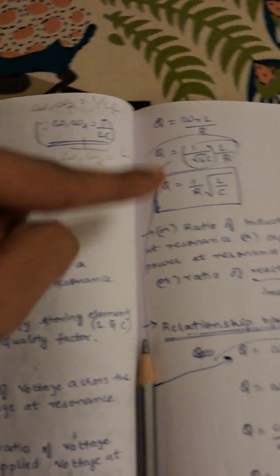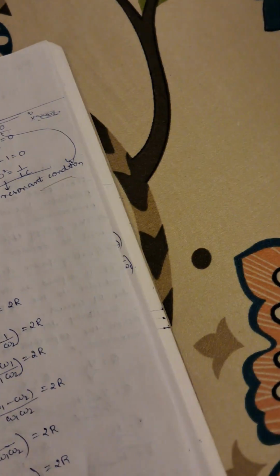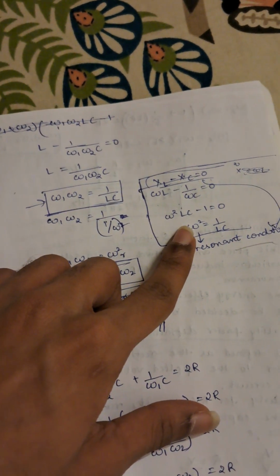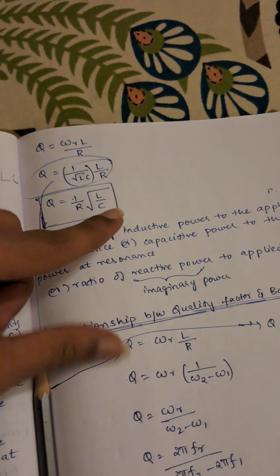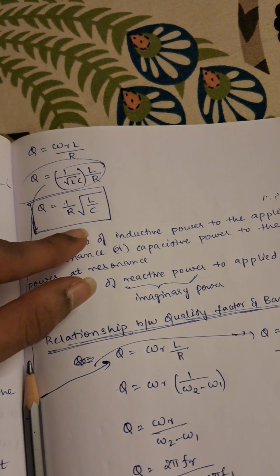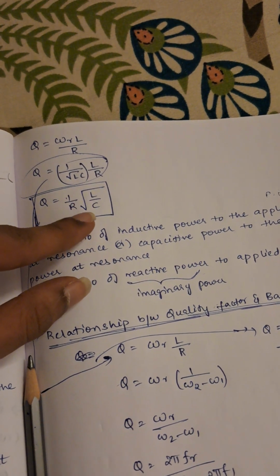Here omega can be written as 1 by root LC, right? So it is 1 by root LC times L by R. That is 1 by R times the square root of L by C.